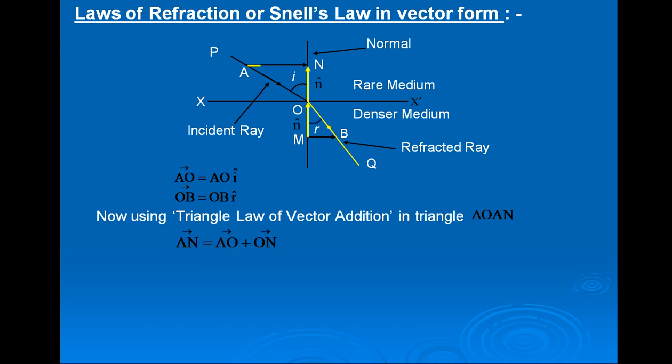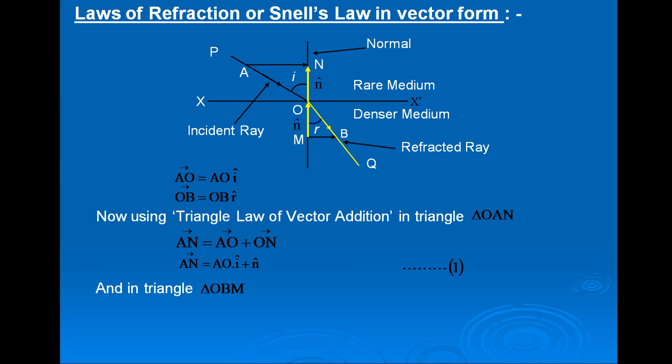The vector AN is equal to vector AO plus vector ON. This is according to the triangle law of vector addition. Or AN vector is equal to AO into I cap plus N cap, because vector ON is N cap and vector AO is equal to magnitude AO into I cap. Put this as equation number 1.